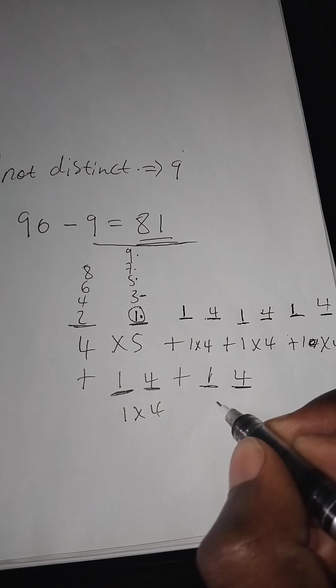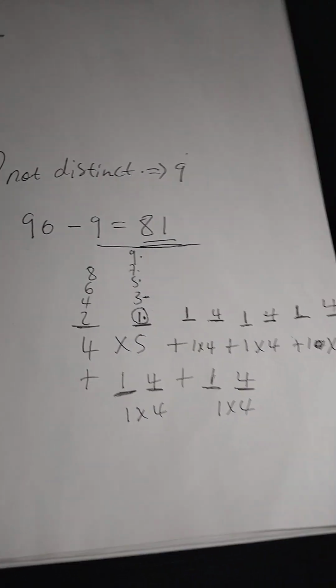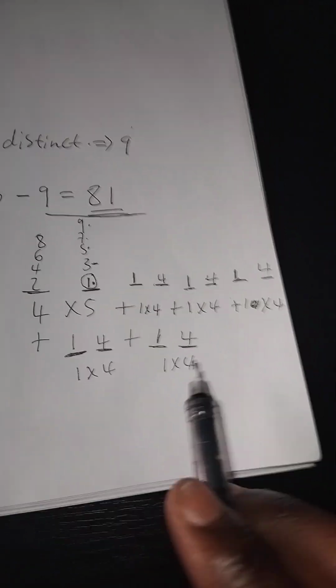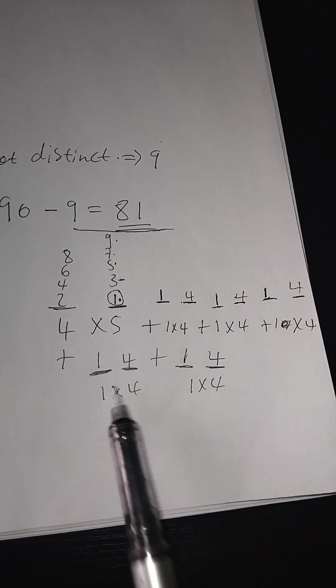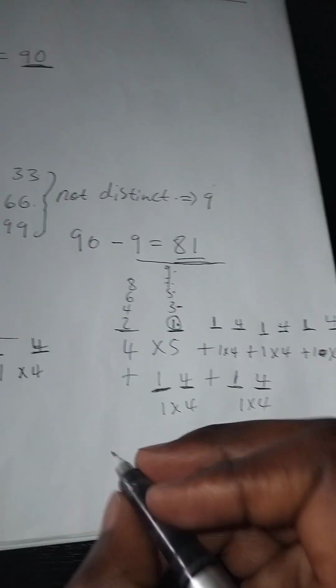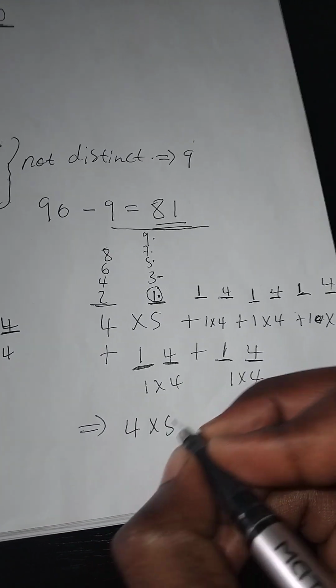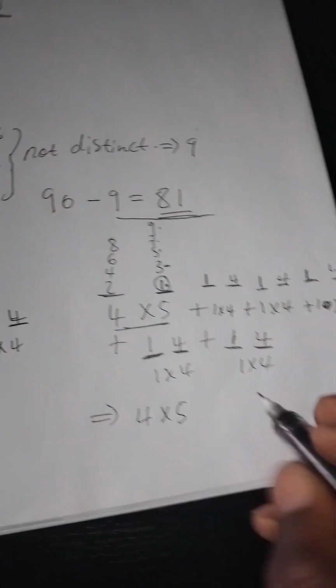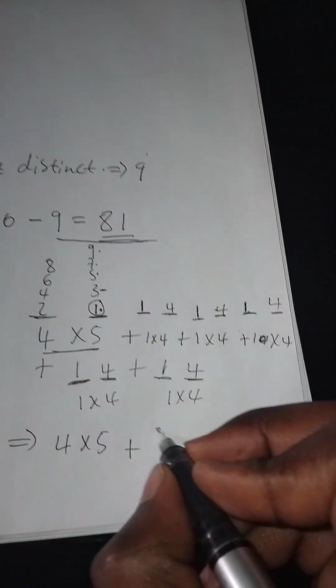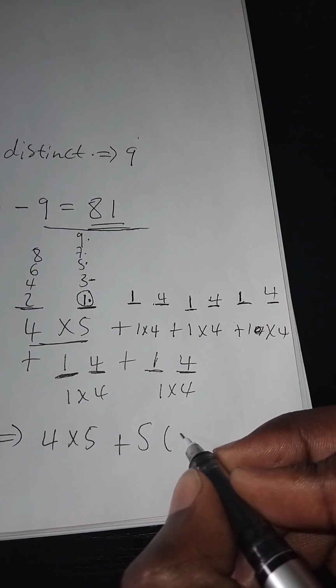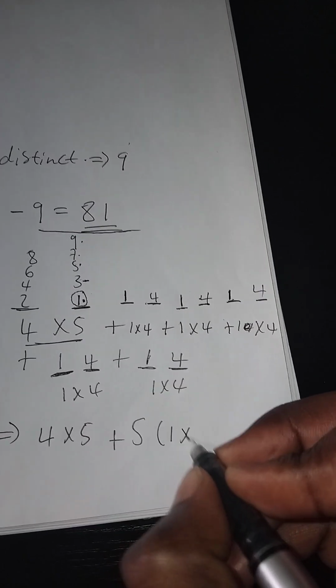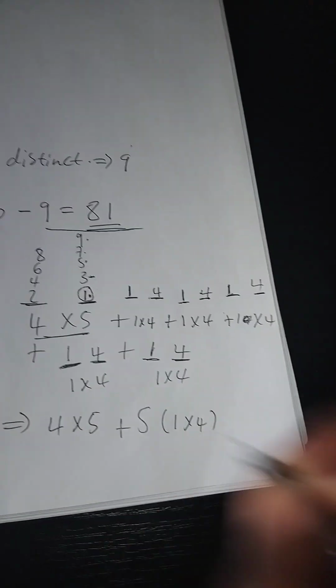1 by 4 and 1 by 4. Okay, so how many times are we having 1 by 4? 1, 2, 3, 4, 5 times. So in simplicity we can say 4 by 5, this one. Then plus we said we are having 1 by 4 for 1 by 4, 5 times. So 1 by 4 we are having it 5 times.